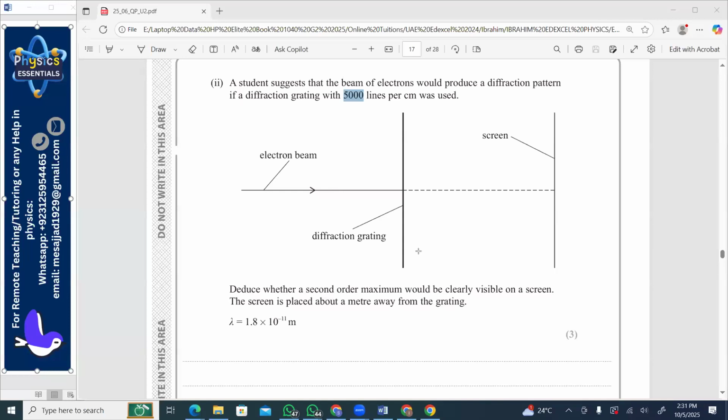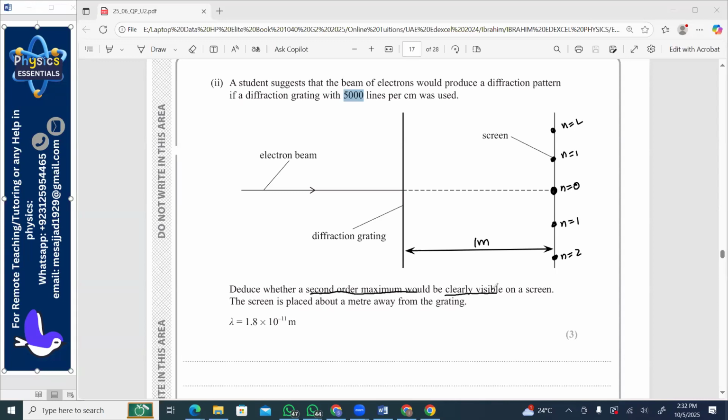So this distance is 1 meter. And this is the central maximum. Here you have n equals 0, or the central spot. Here the first maximum, here you have the second maximum, and so on. Similarly, here you have n equals 1, and here you have n equals 2. And we need to deduce whether a second order maximum would be clearly visible or not. Not that difficult.